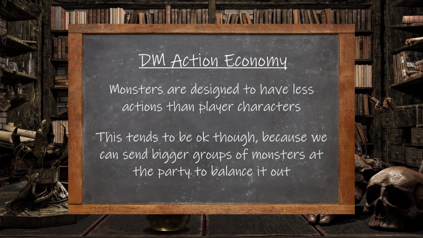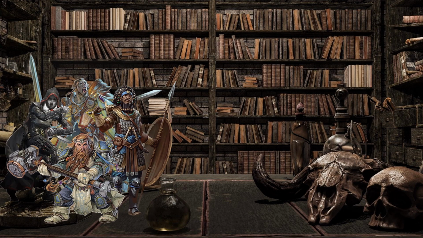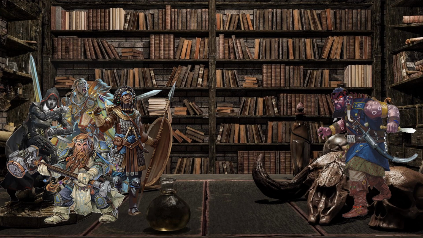For most situations, this is fine though, because we're going to be throwing a big group of these monsters at the party, and their greater numbers outweigh the player-oriented action economy. For example, if we have a party of 4 going in to face a group of bandits, 4 characters versus 1 bandit is laughably easy. The party has 4 actions, maybe some useful bonus actions depending on their level and class, and 4 reactions, whereas the bandit, according to their stat block, has 1 action and 1 reaction.